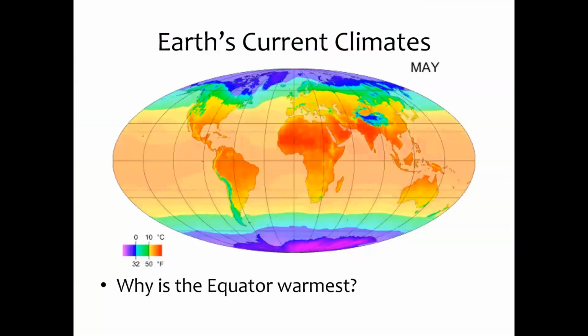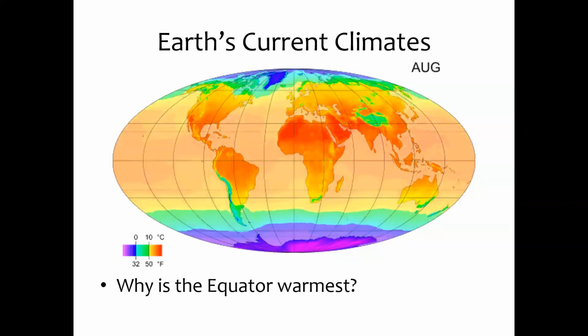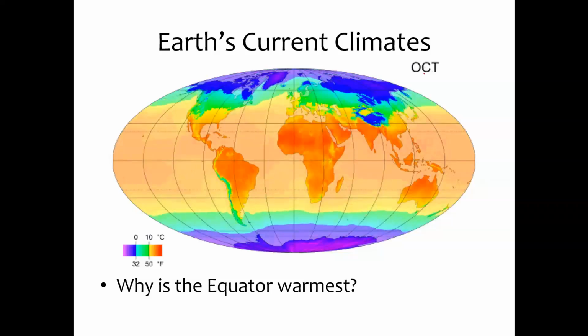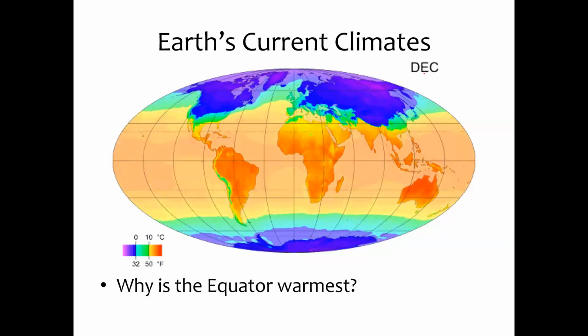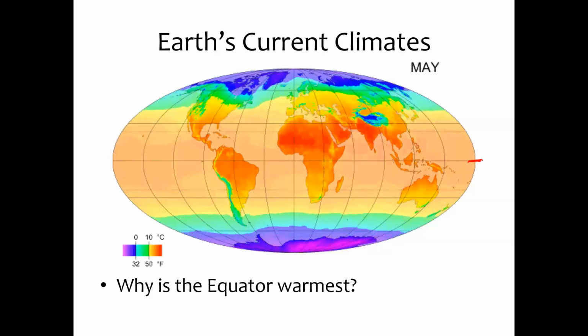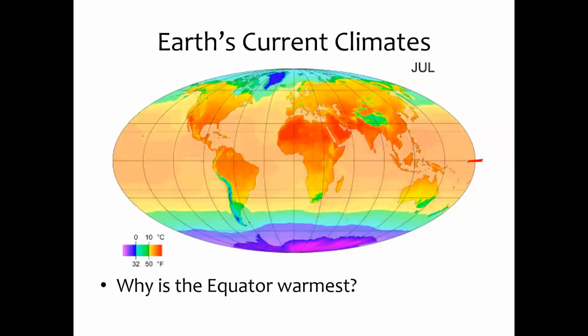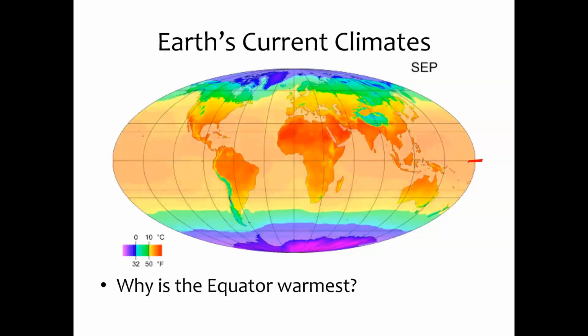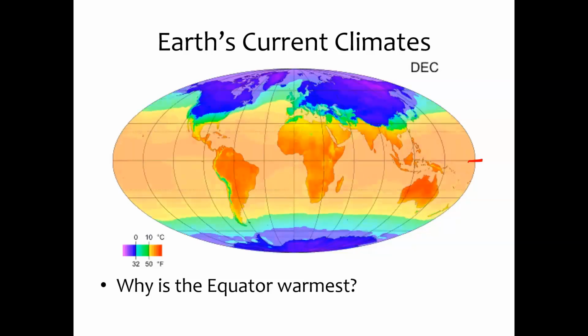Here's an animation that we looked at the start of the last sub-lecture, where we saw the seasonality and temperature change over Earth's surface. And one of the things that we noted was that the equator has the warmest temperatures. So why is it that the equator is warmest? It has something to do with the sun, and we've mentioned this already in class at some point.